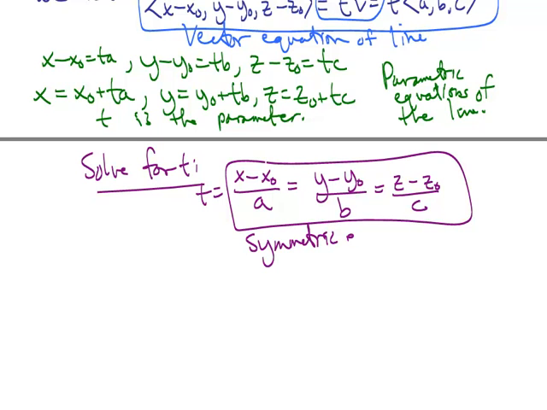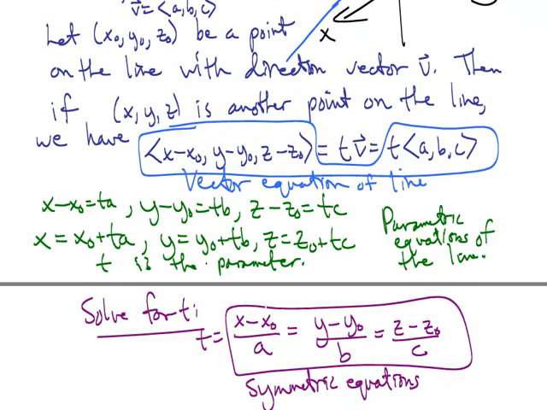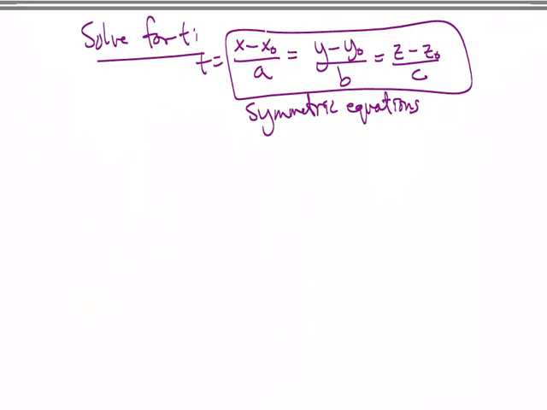So we actually have three ways we can represent the equation of a line. We can do it with the vector equation, we can do it with the parametric equations that are shown right here, and we can do it with these symmetric equations. And you may be asked for one or both or all three depending on the problem. So just be careful, pay attention to what it's asking you for. Usually once you have one, the other one is not too bad.